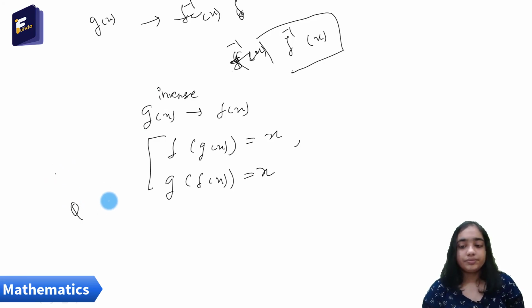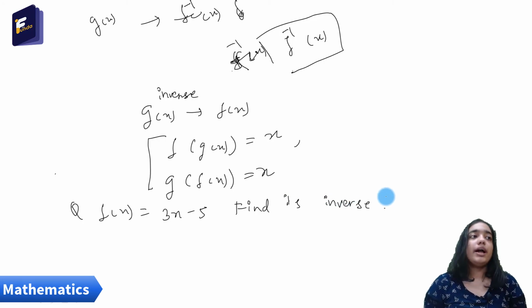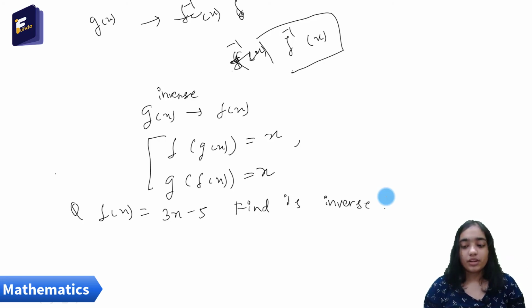This is the question. If f of x equal to 3x minus 5, find its inverse. Okay, so you may pause the video and think what is the solution of this question.